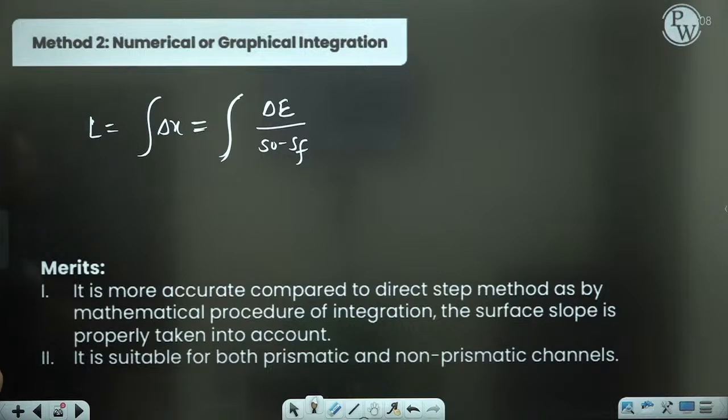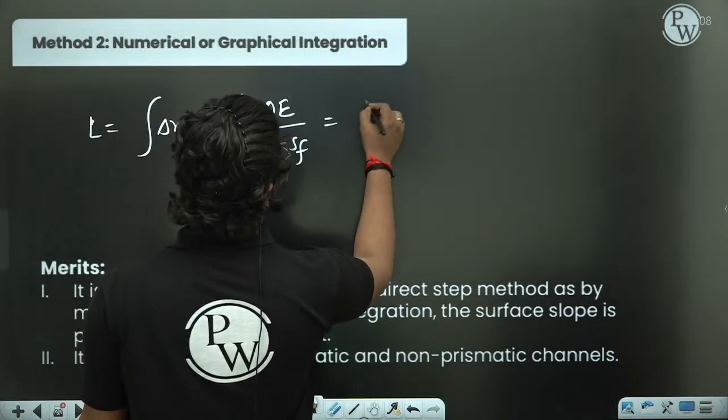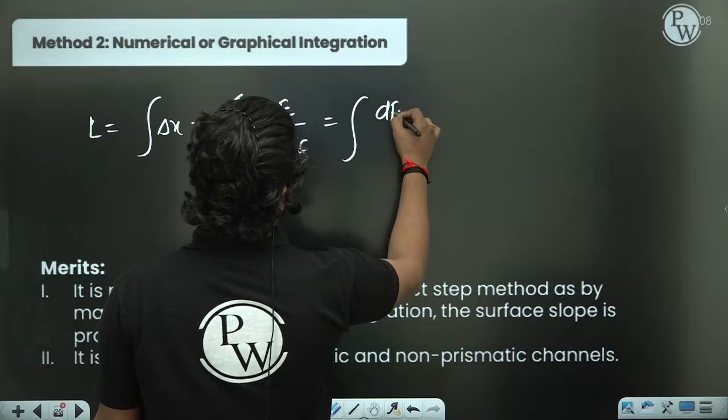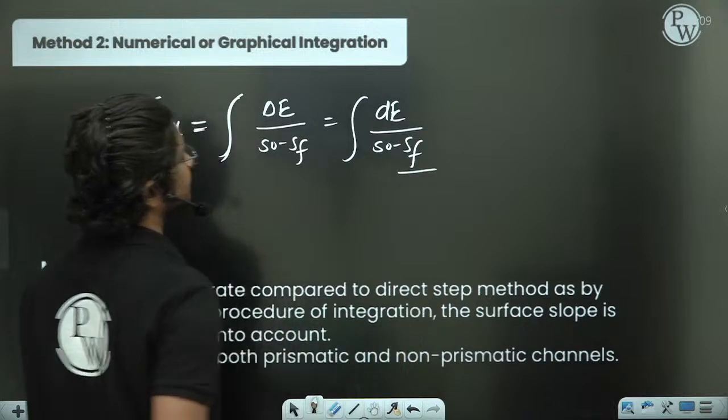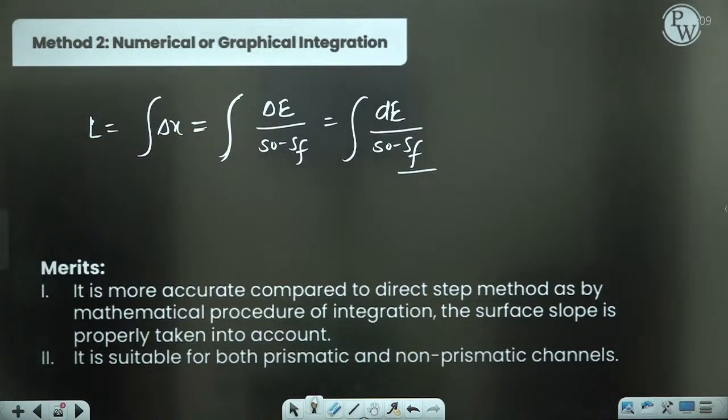I hope it is clear to all of you. You can also write this as dE upon S naught minus SF. Kindly note it down. Till here we have completed two parts of GVF. One part related to classification of slopes, that I will be discussing tomorrow. That is a separate part, and for that we need a separate class.